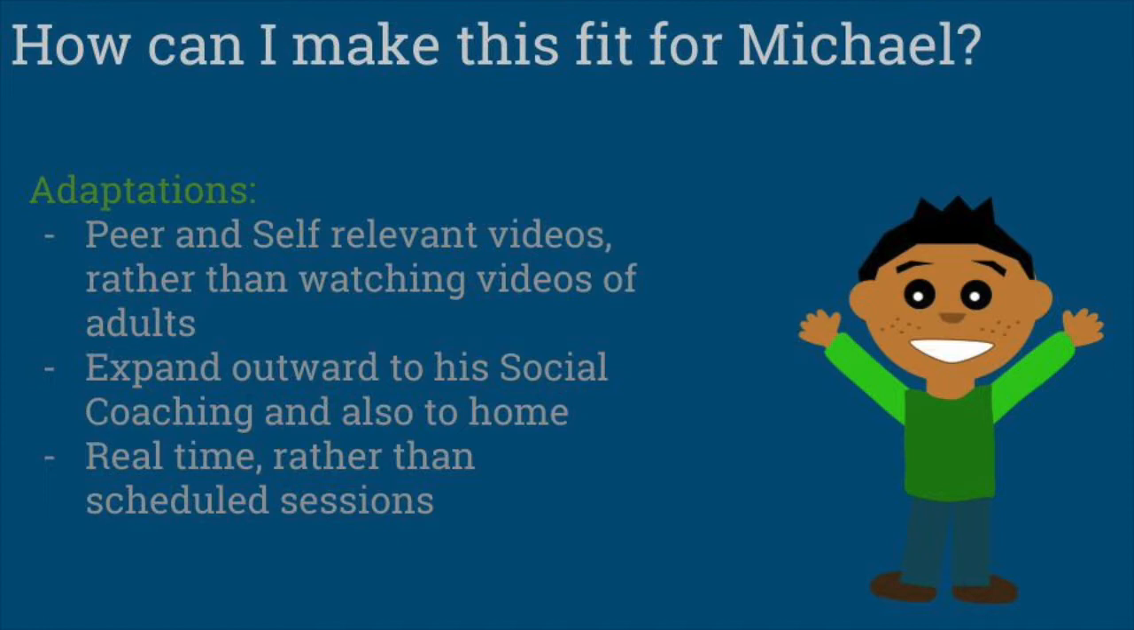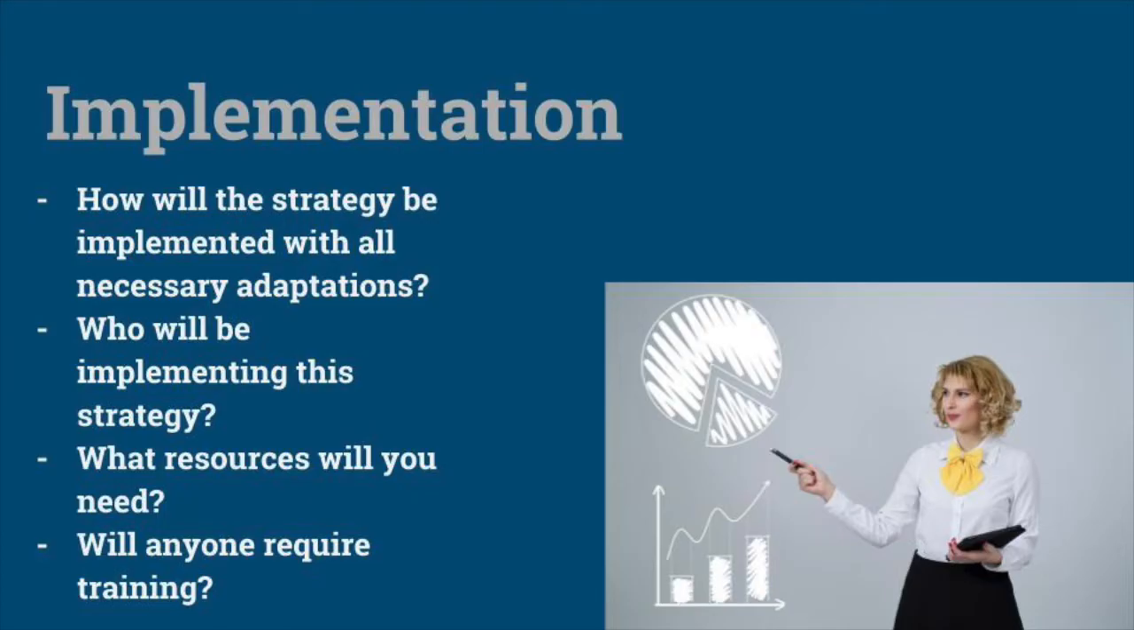Next, you need to consider how exactly you are going to implement this strategy. How are you actually going to do this with all of these adaptations? Who is going to implement this strategy? Is it just you? Or are there more people involved? What resources do you need, such as visual cue cards, a recording device, etc.? Do any of the people involved require training? In terms of Michael, this required a lot of considerations and planning.